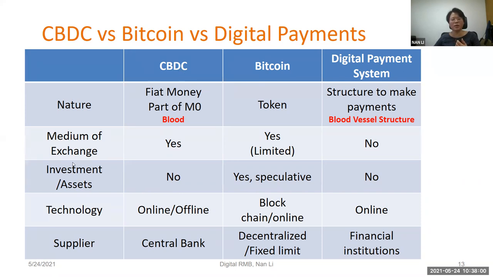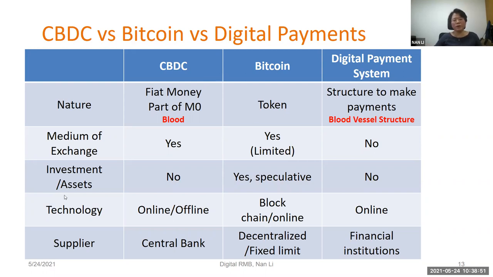As for the medium of exchange, only the CBDC can serve as the medium of exchange in the general sense of the economy. Bitcoin is a medium of exchange only within a certain group of players who believe in its value. For example, if you go to some places to play video games and you have a token, you can use this token to exchange for different games to play. In that sense it is a medium of exchange, but you cannot use it to buy general goods in the economy. The digital payment system itself is not a medium of exchange. It's just the structure for us to circulate the currencies.